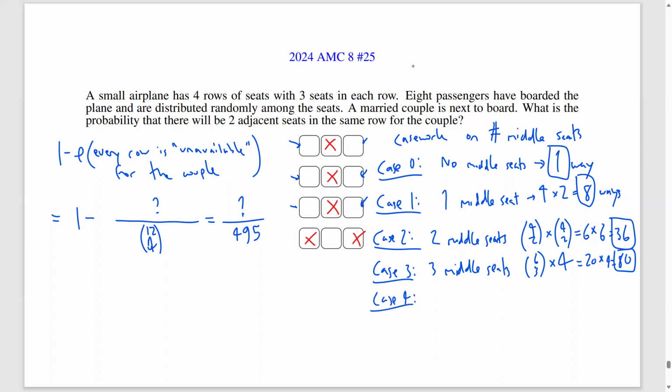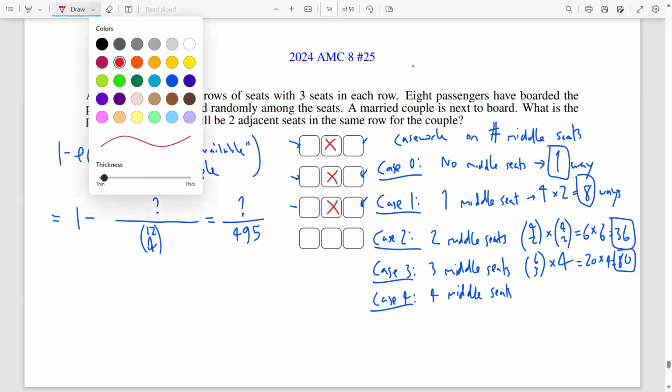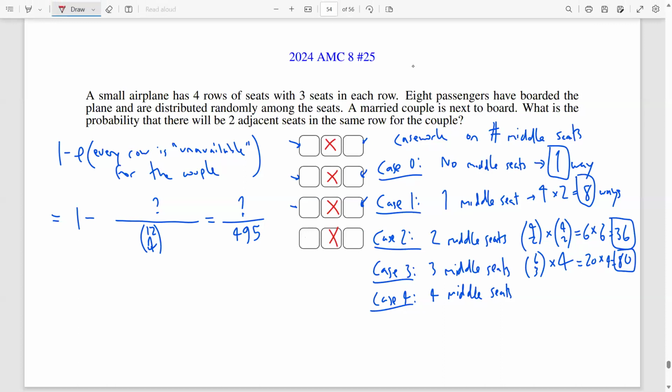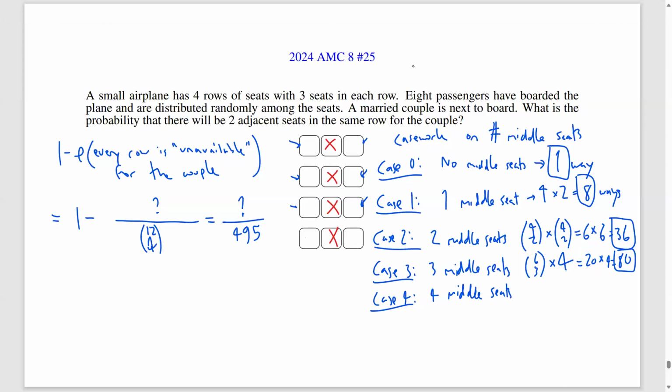Lastly, if all 4 middle seats are taken, then the remaining 4 passengers can sit anywhere among these 8 remaining seats. No matter where they sit, every row will still be unavailable. So the number of ways for this case will be 8 choose 4, and 8 choose 4 is equal to 8 times 7 times 6 times 5 over 4 factorial equals 70.